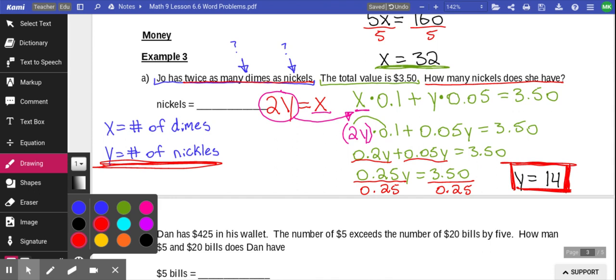If you wanted to figure out how many dimes she has, it says she has twice as many dimes. So if you doubled that, if you went 14 times 2, that would tell you how many dimes she has. But the question only wanted to know how many nickels there are, so the answer is 14. These word problems with money are very hard also. So again, just keep practicing and try your best to understand them.